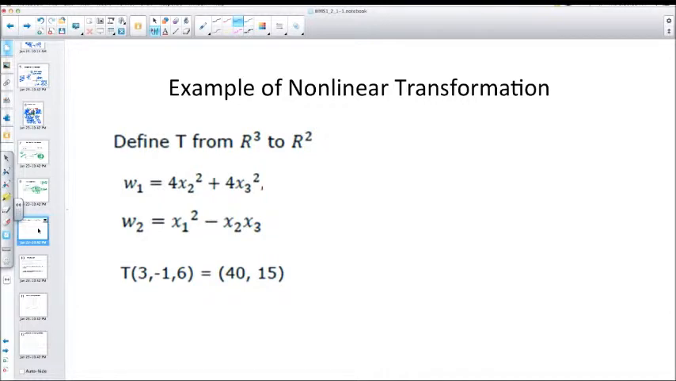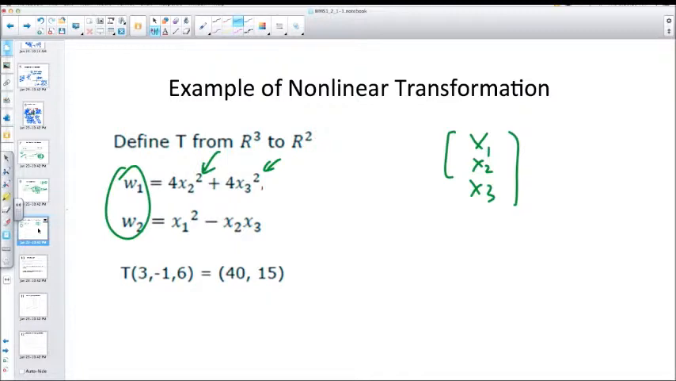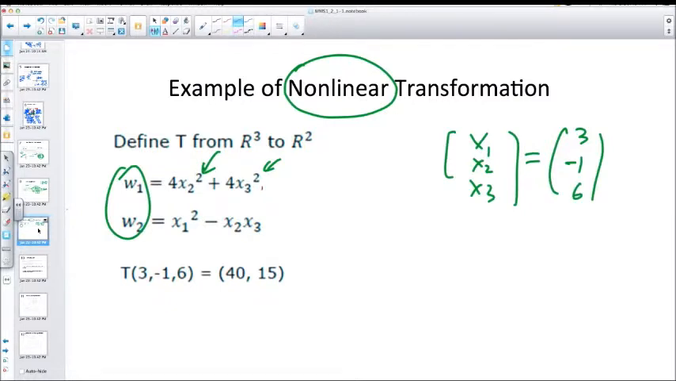It's also a transformation. This time, you go from 3D to 2D. The only difference I want to emphasize here, you look at those squares. When you have those squares, we call it nonlinear. And then the calculation is the same. It's simpler: if you know x1 equals 3, x2 equals negative 1, and x3 equals 6, you just plug in the numbers to here and here, and you get the two numbers. That's the algebra.